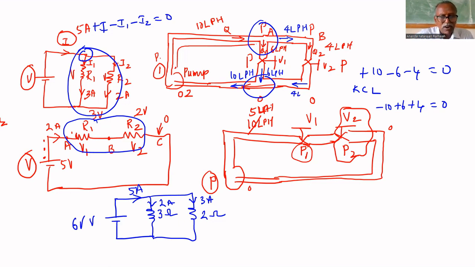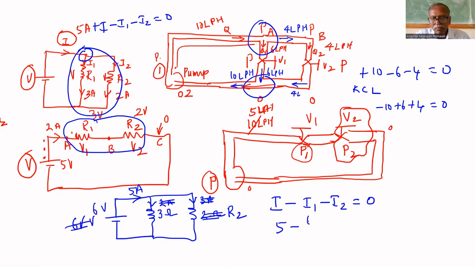So, suppose this resistance is not given. So, it is R2. Sum is given like that. How to find? We know that this is I minus I1 minus I2 equal to 0. I equal to 5 ampere minus I1 equal to what? 5 ampere is given, R2 is not given, 6 volt is given. 6 by 3. I1 is 6 by 3 and here minus 6 by R2 equal to 0. Can you find R2? Yes. That's all. So we can find R2 from this equation.